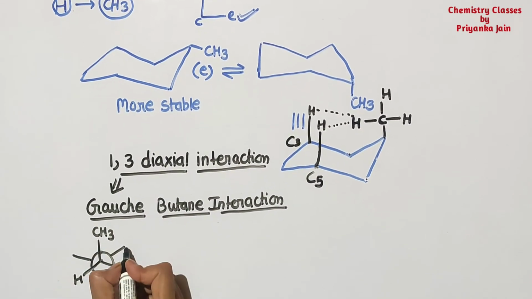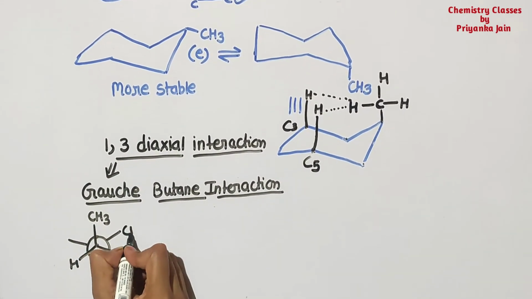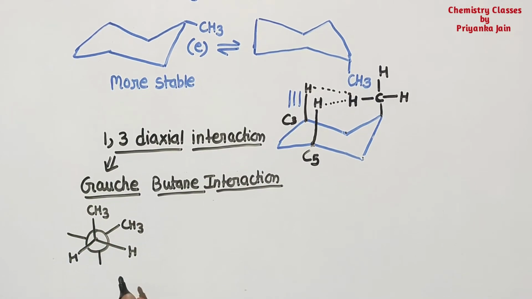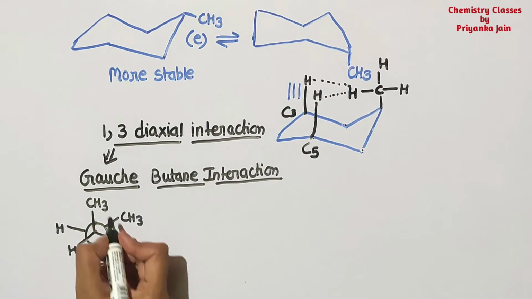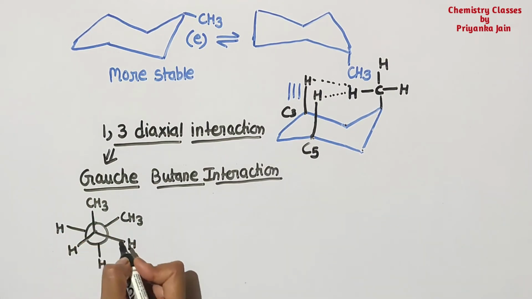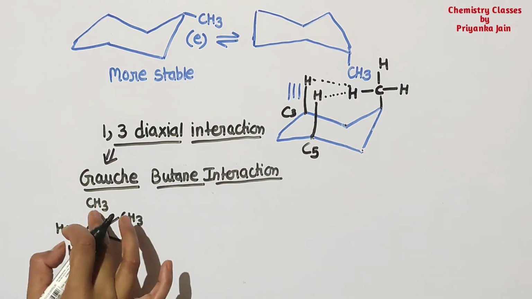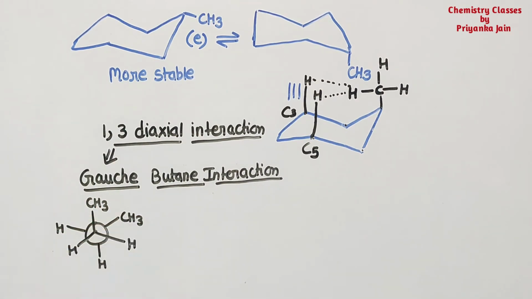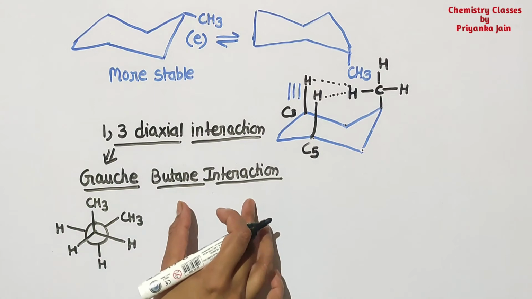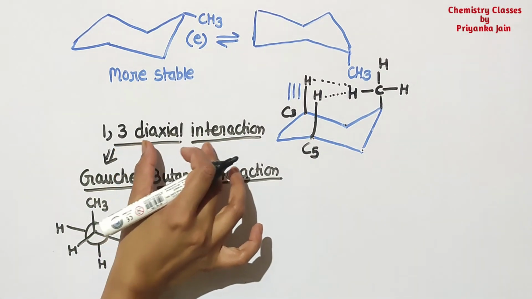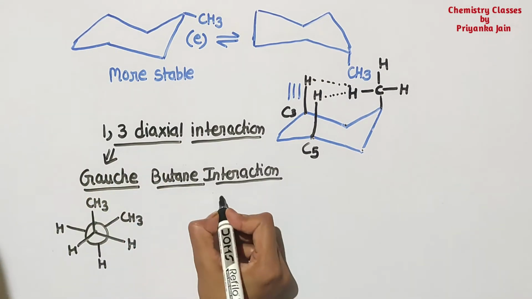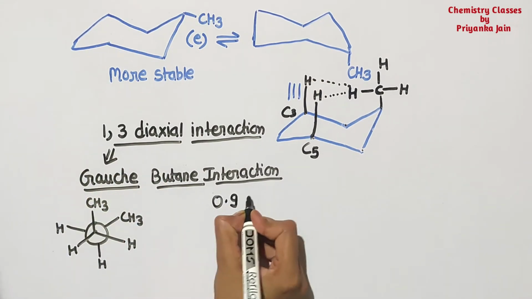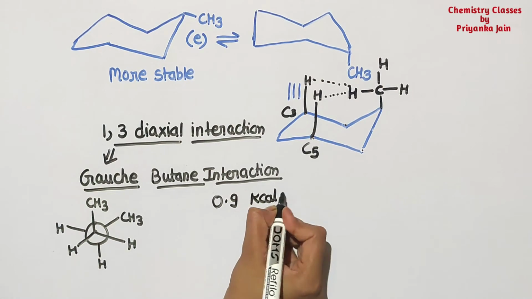the butane molecule is present in this way. At this position, if CH3 or hydrogen is present, what happens? There is an interaction between them, and due to this interaction, this is called the Gauche-Butane interaction. So there is a similar type of interaction here, the 1,3 diaxial interaction. In this case, there is only one interaction, so there is an energy of 0.9 kilocalorie per mole.